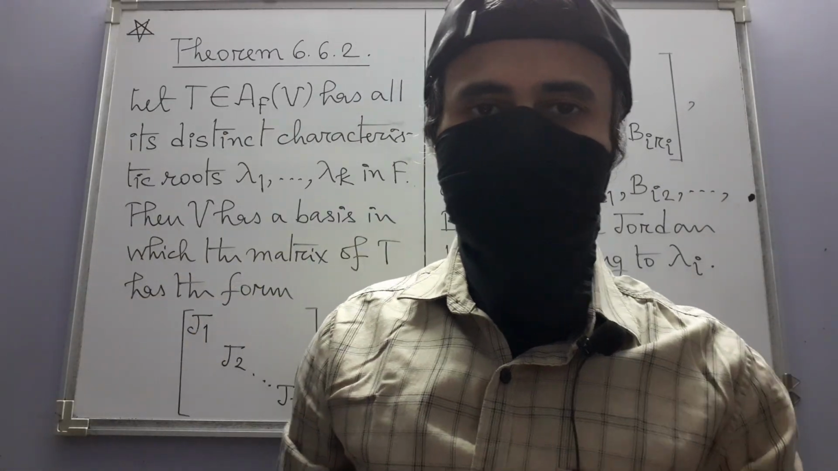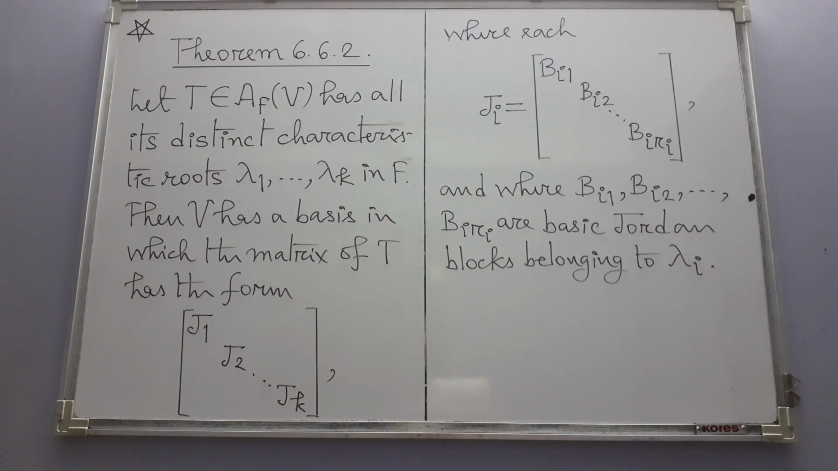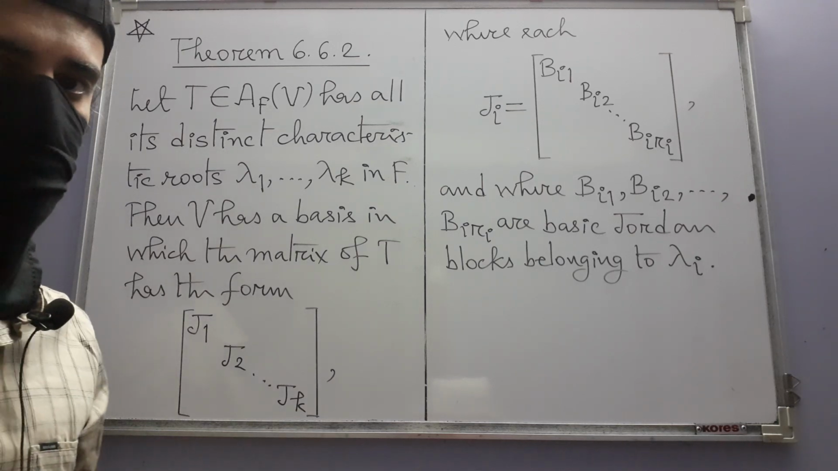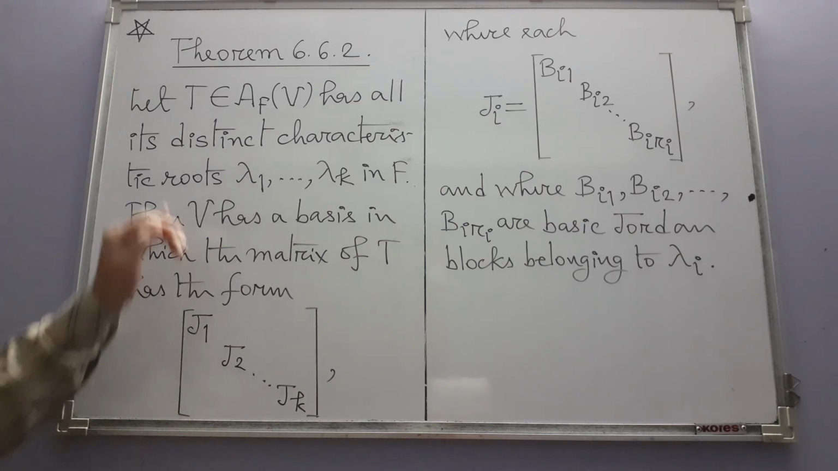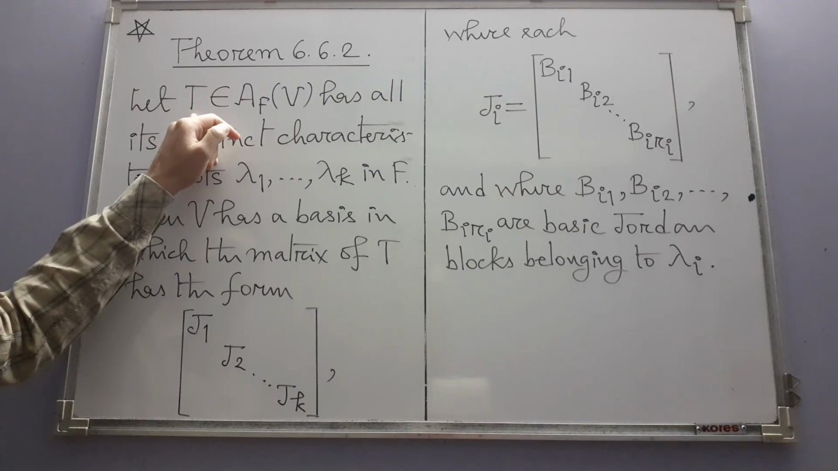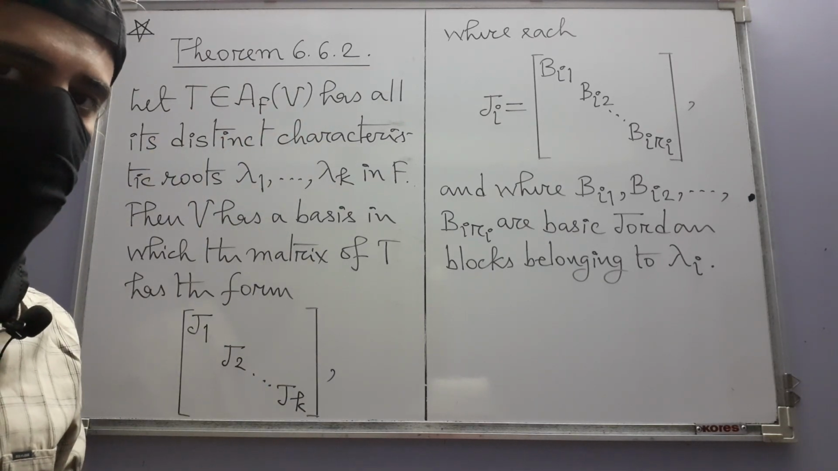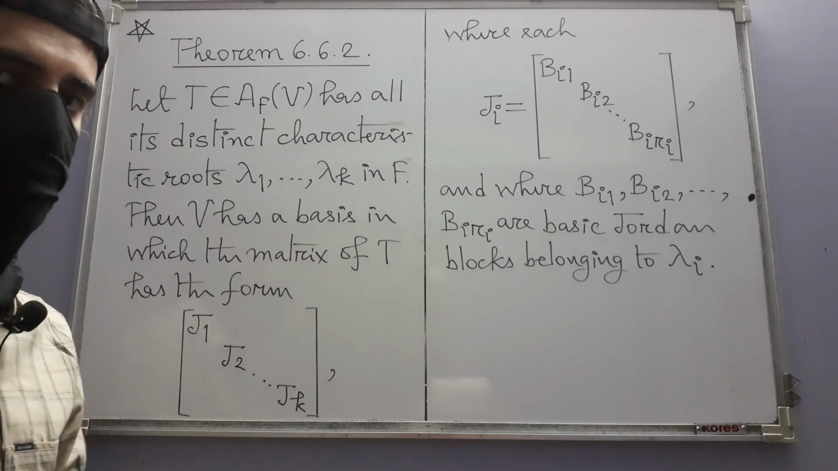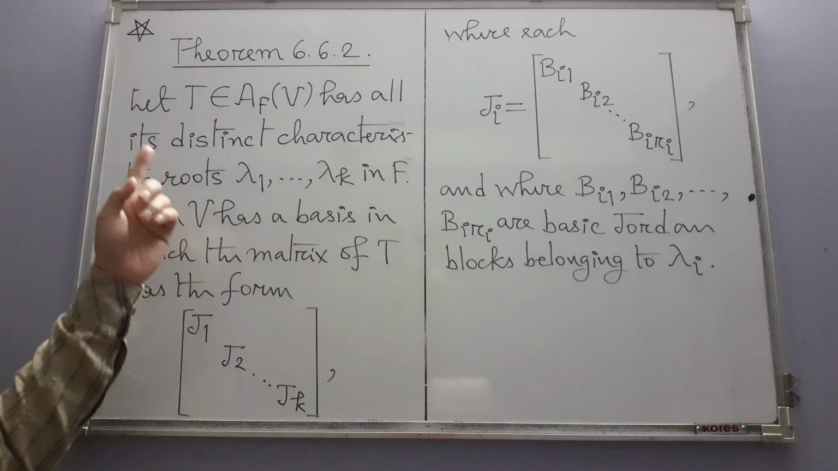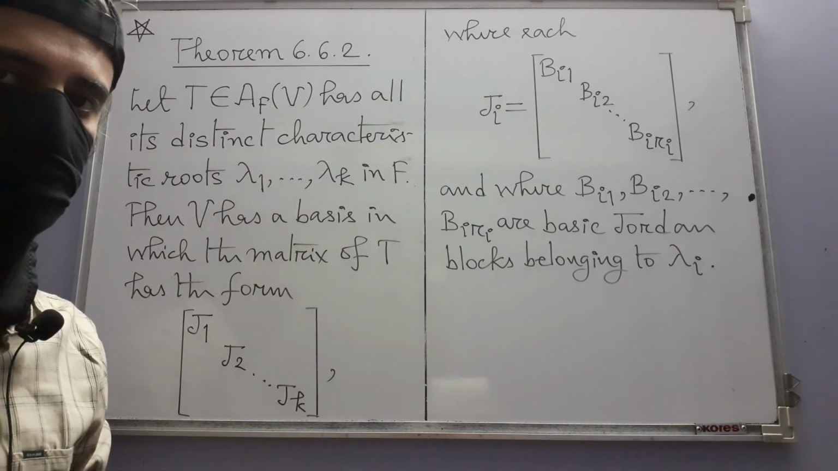Okay, so today we are finally going to see the proof of this result. We have already seen the statement, but let's go through it once more briefly. We have a linear operator T on a finite dimensional vector space V over the field F such that all the distinct characteristic roots of T lie in F, and these are the characteristic roots.